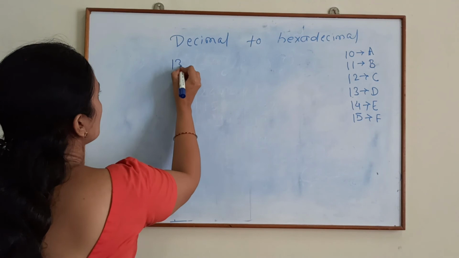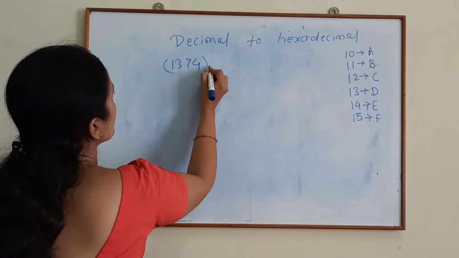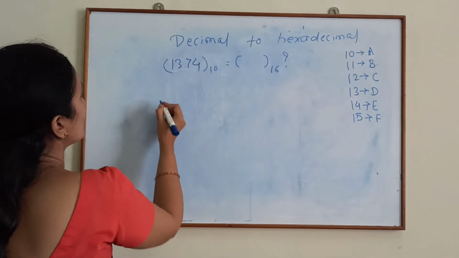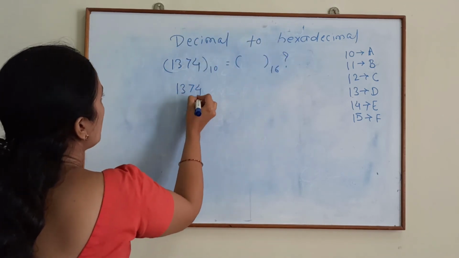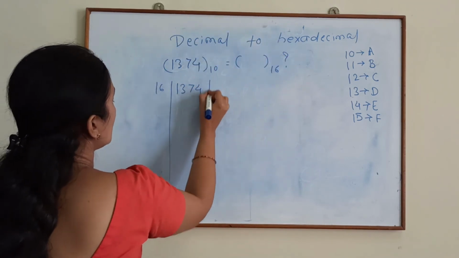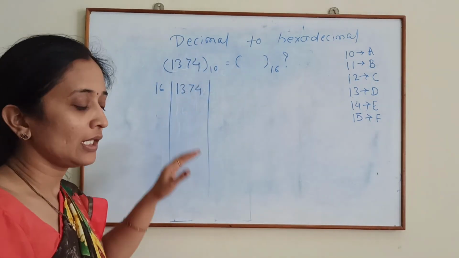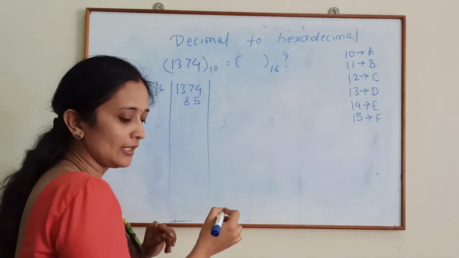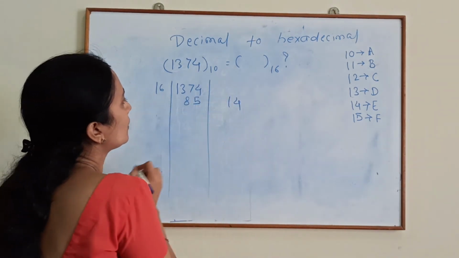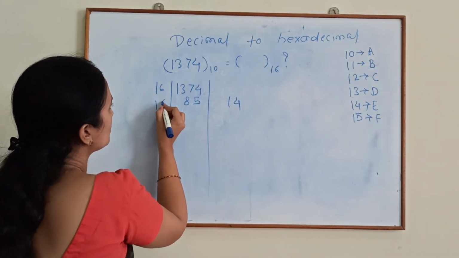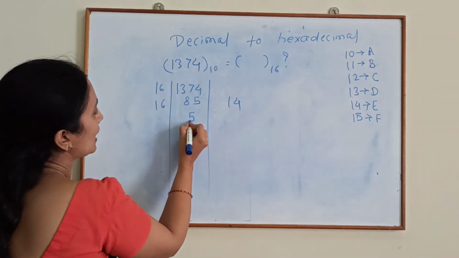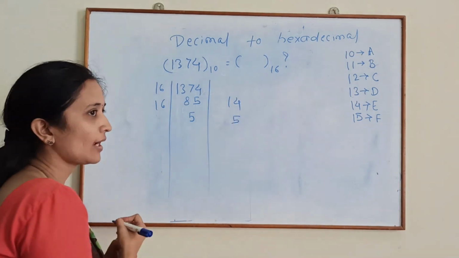1374. Decimal number and we have to convert it into hexa. Divide the number by 16 and write here remainder. If you divide that number, we will get here answer 85 and remainder is 14. This is non-zero. Again divide the number by 16. 5 16s are 80. Remainder is 5.